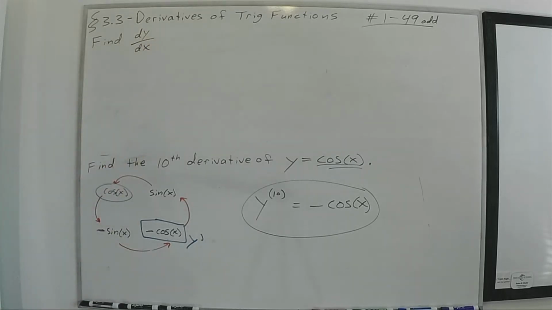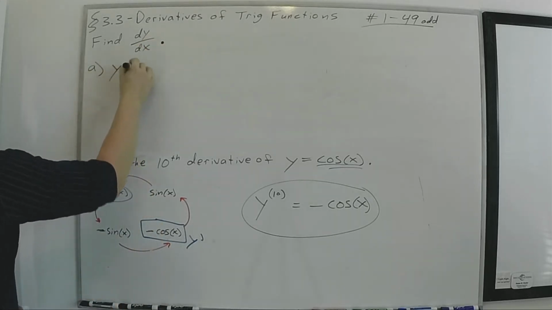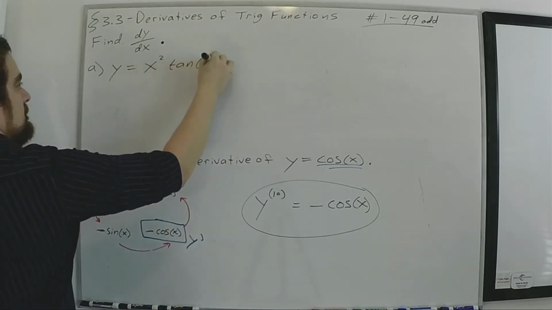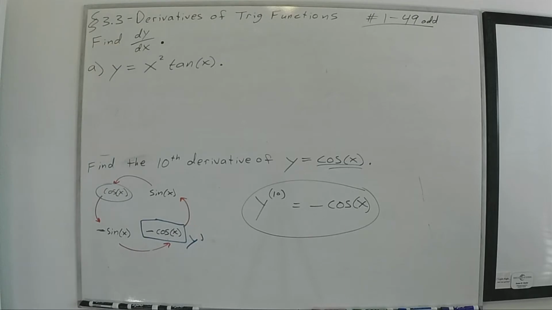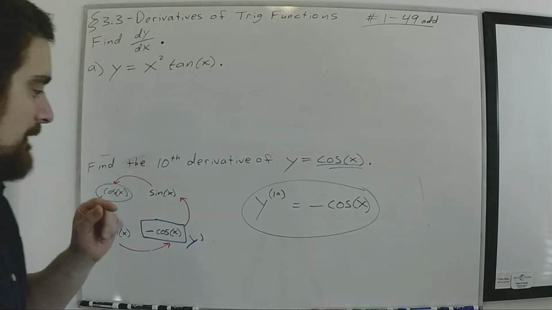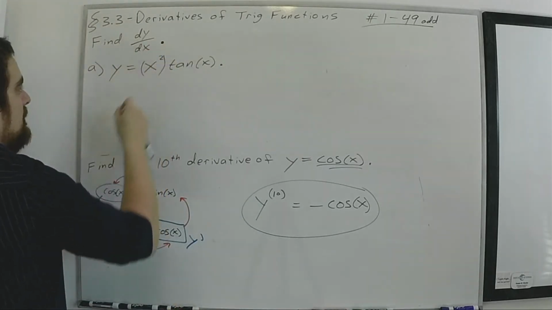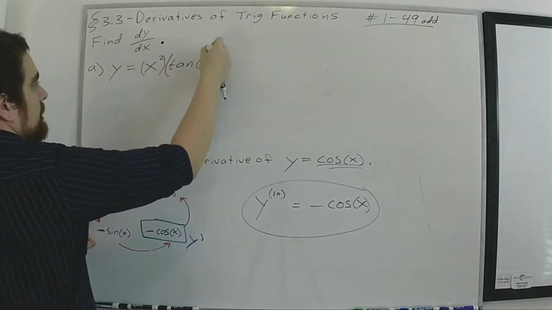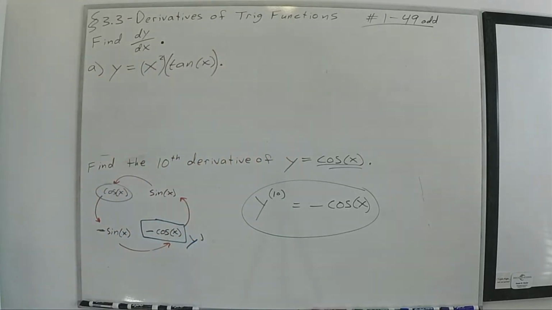Just going back through and looking at a couple more problems. Let's say we start with the function y equals x squared times tangent of x. And our goal is to find dy dx, aka the first derivative. Now, we do need to be careful about one thing, and that is there's no plus or minus in between here. I am taking the function x squared, and I'm multiplying it by the tangent function, tangent of x, which means I do need to use a product rule.